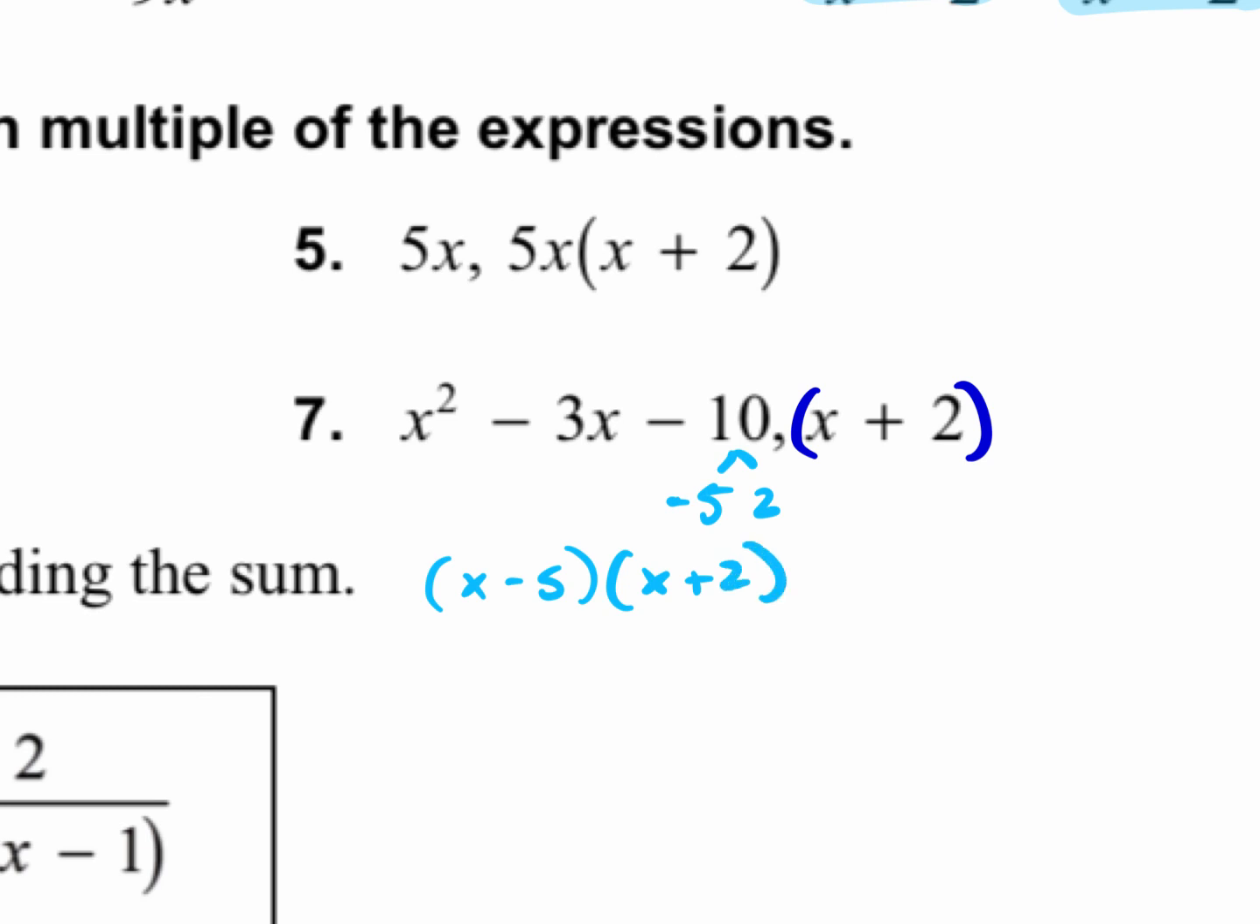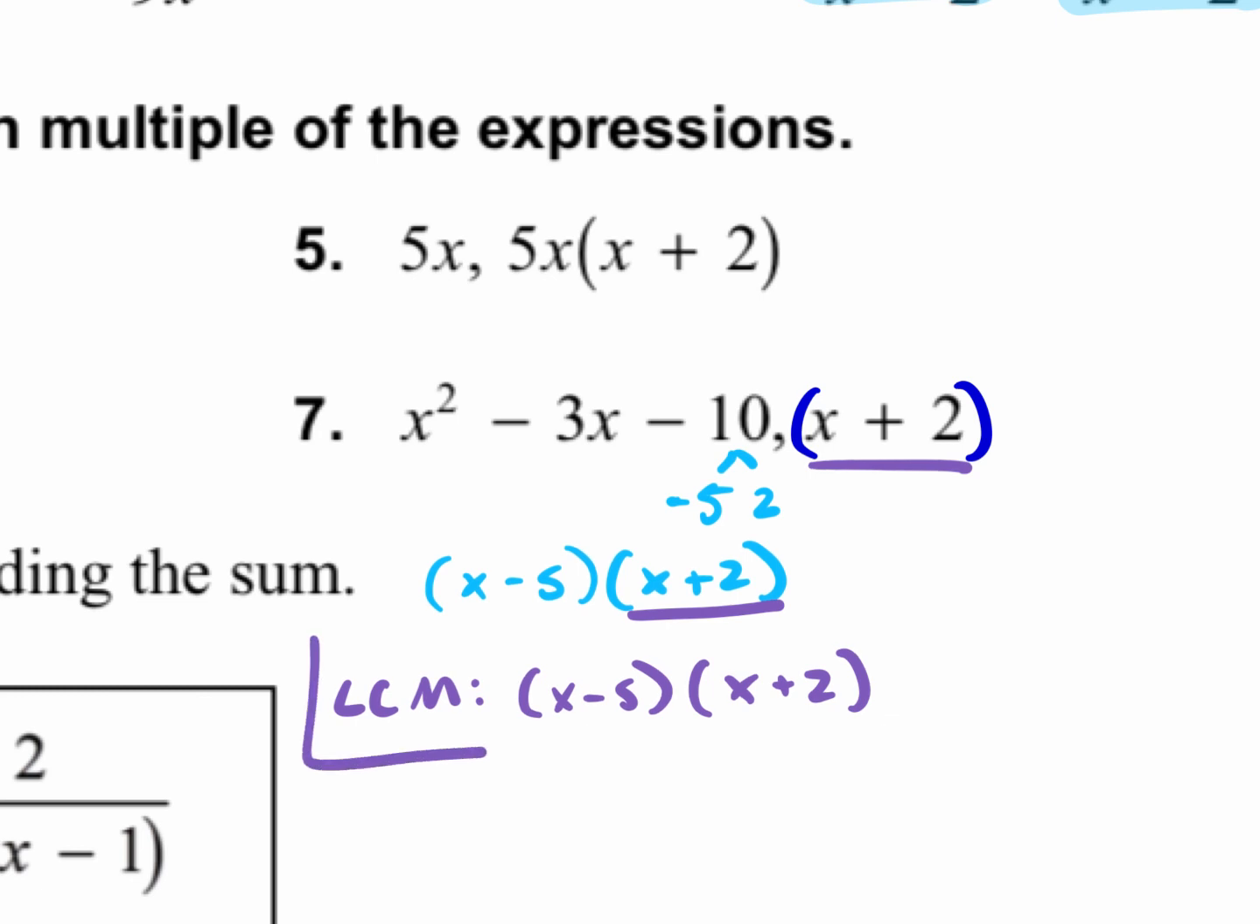So for my least common multiple, what do you think my least common multiple would be? X minus 5, x plus 2. Anything else? Nope. If I have an x plus 2 and an x plus 2, you don't have to list it if it repeats in each one. If I had 2 x plus 2's in one of them, you would have to list it. But because it repeats in that second factor there, we don't have to list it again. So my least common multiple is x minus 5 times x plus 2.